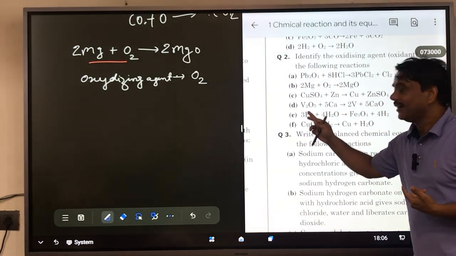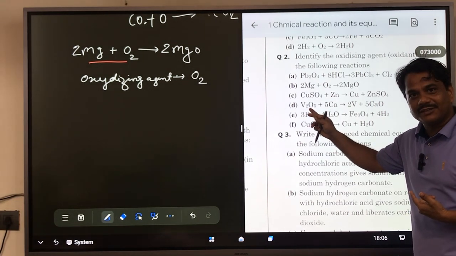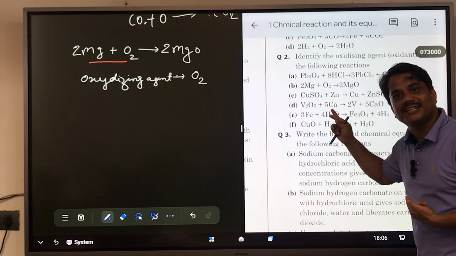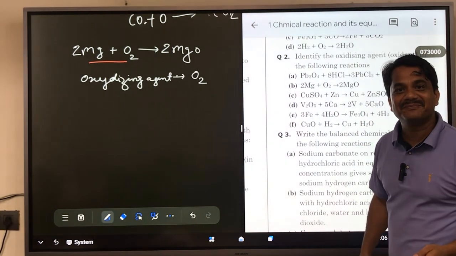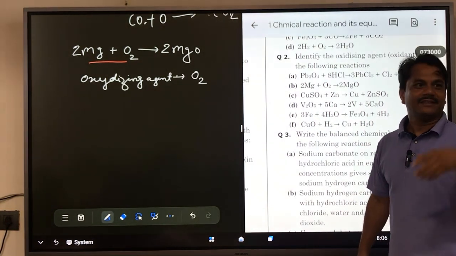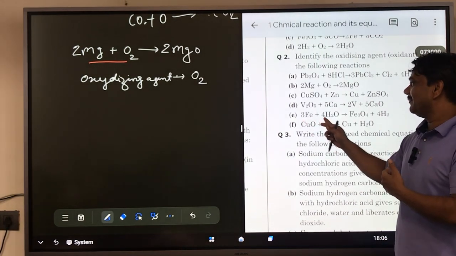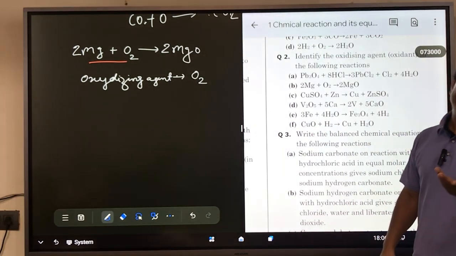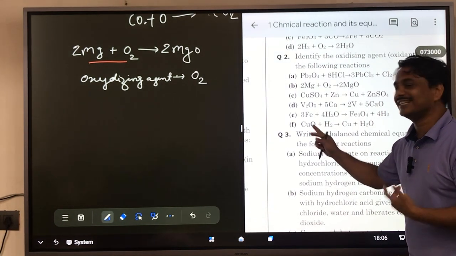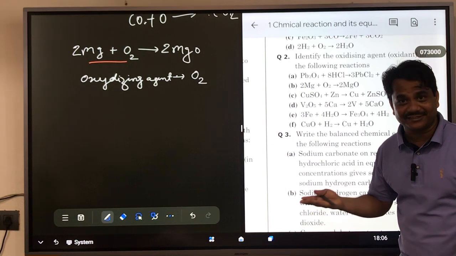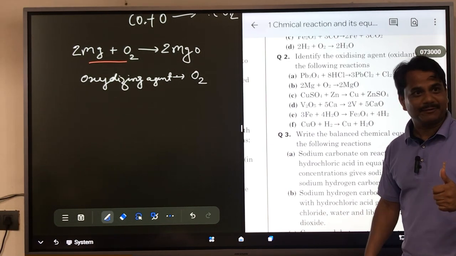Now next is vanadium pentoxide, V2O5. V2O5 is reacting with calcium. Which is the oxygen system? V2O5. Sir, this is the oxidizing agent. Next, which is the oxygen system? H2O. Very easily we can understand the oxidizing agent here. Everybody understood?